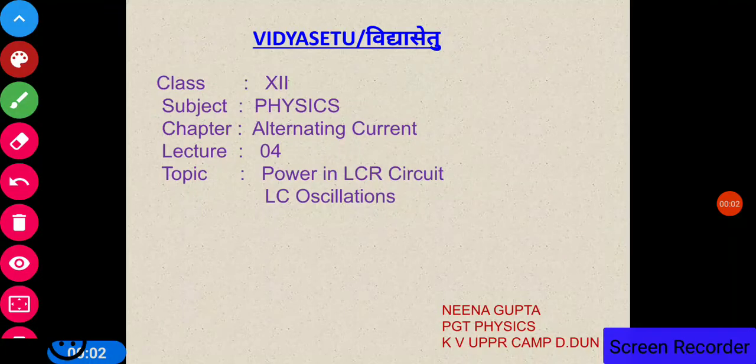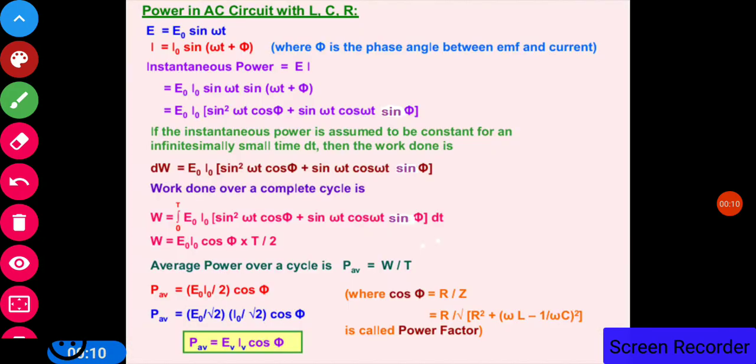Good morning, children. Now let us discuss the power in LCR circuit, LC oscillations. So let us start the power in AC circuit. In the previous lecture, we have studied about the resonance condition of the LCR circuit, the impedance, the relationship of the current, impedance, etc.